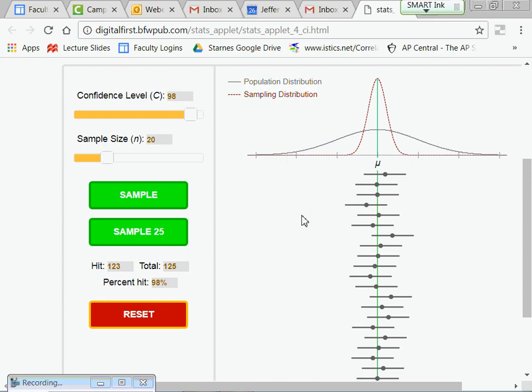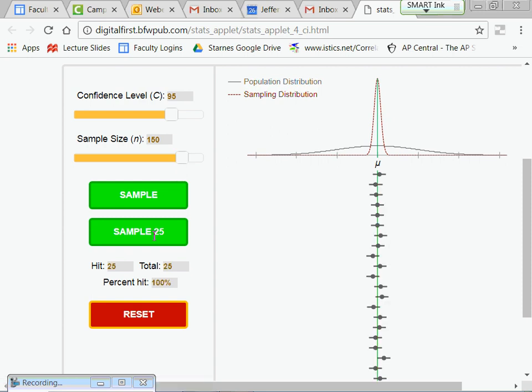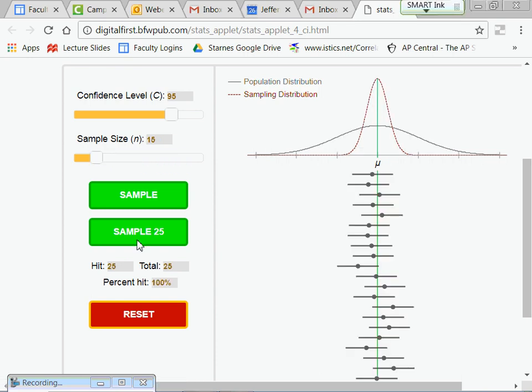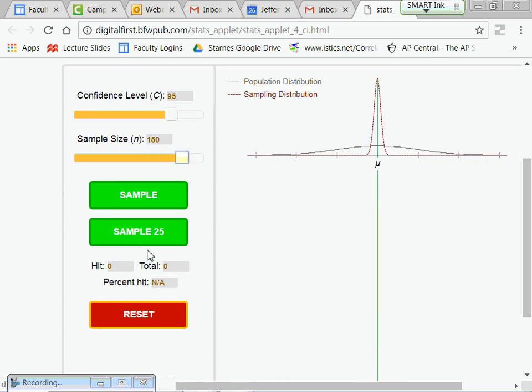All right, and the other thing we want to talk about is changing the sample size. So let's put this back to like 95%. And let's change our n. Let's go up to 150. Ooh. What happens to the length of the interval? Okay. And if I go down to 15, what happens to the length of the interval? So what's better, you guys? A bigger sample size gives a more accurate confidence interval. Okay.